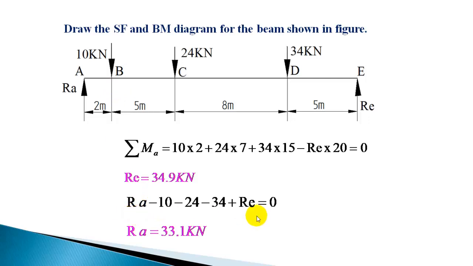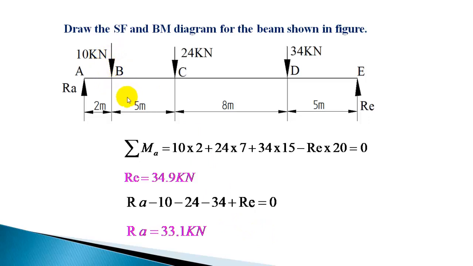Or you can sum up the forces and equate to 0. RA minus 10 minus 24 minus 34 plus RE is equal to 0, and RE is already known, 34.9. So you will get RA as 33.1 kilonewton. So you got the support reactions like this.